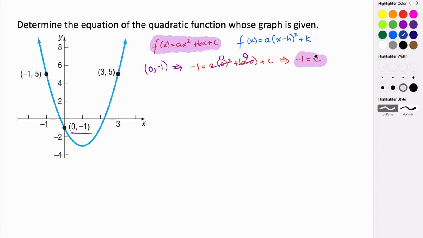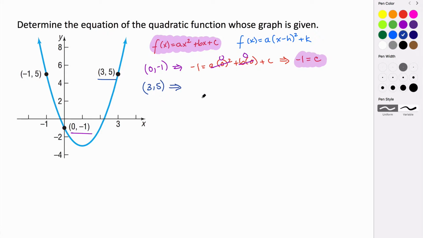We're going to use this fact and substitute into here along with one of our other points to try and hopefully find the values of a and b, or at least give us a simpler equation so that we can use systems to solve. So I'm going to use this first point here, (3, 5).